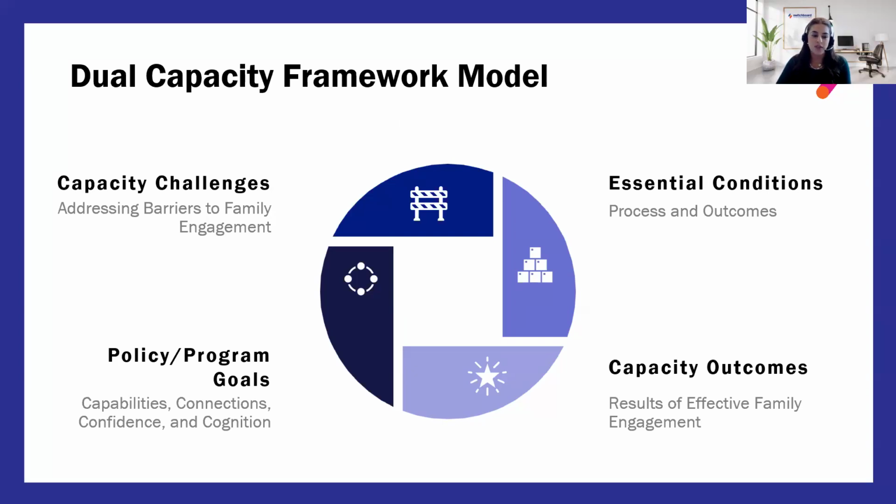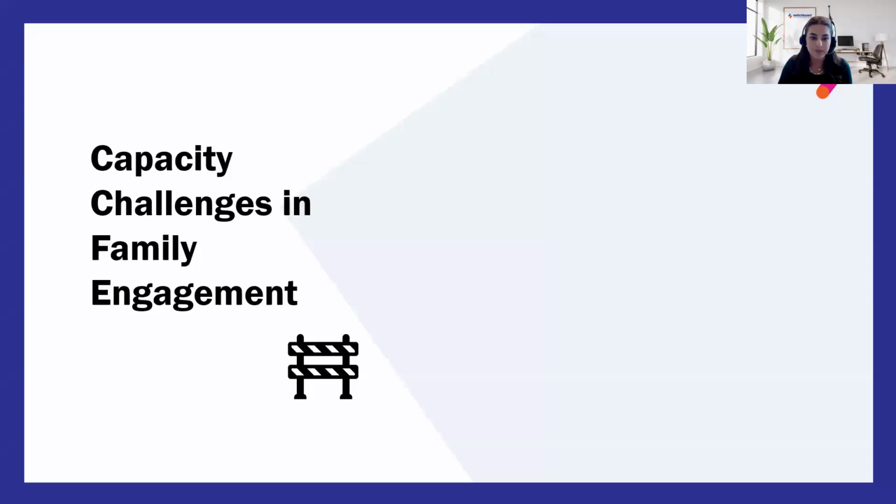And we're going to focus on the 4 C's. And then, of course, the results of effective family engagement. What are the capacity outcomes? All right, so challenges, capacity challenges in family engagement. This again helps us understand what is getting in the way of families engaging with schools.